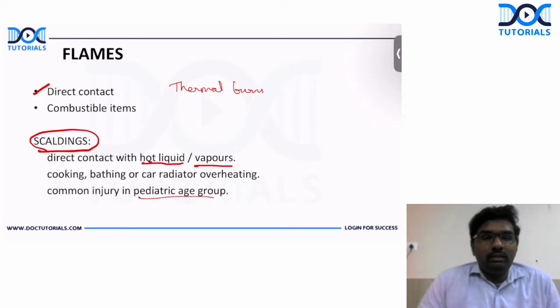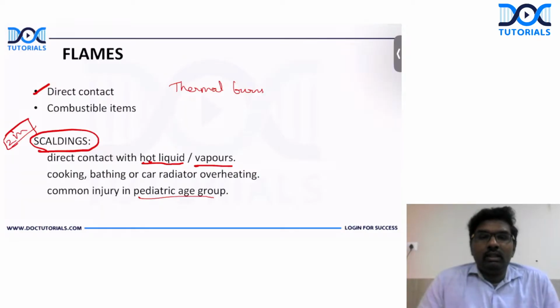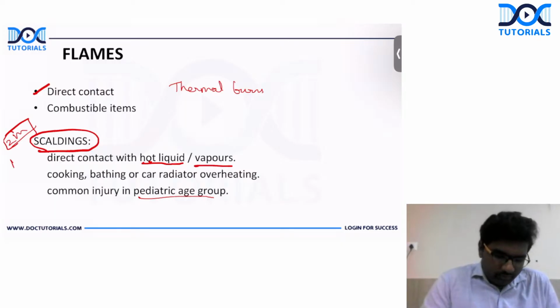Because when the children were playing, there can be an accidental spillage of hot liquids onto their skin. That can cause scalding. Scalding was previously asked in 2 marks, but as the pattern has now changed, this can also be asked as an MCQ, because scalding can be caused by dash. Option A, hot liquids. Option B, hot substance or hot pan. Option C, lightning. Option D, radiation exposure. So scalding can be asked as an MCQ also.